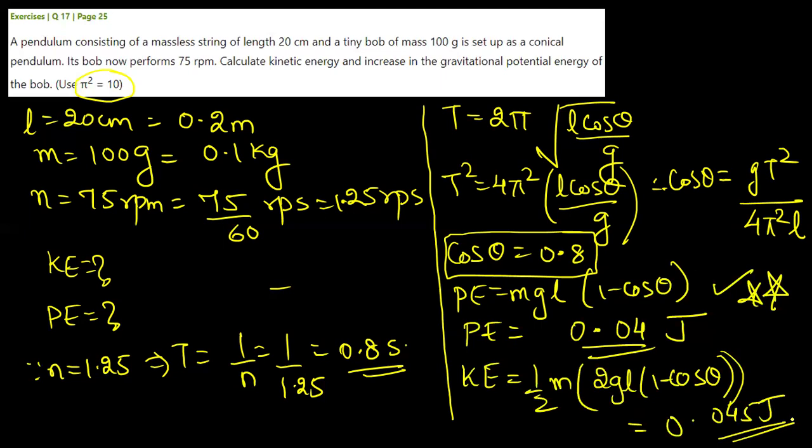I mean, both answers will be similar. There is not much difference between the two. Both answers will almost be similar. So this is nearly 0.04 and 0.045. This is the kinetic energy and potential energy formula. There is an alternate method also, but if you just memorize the formula, it's also fine.